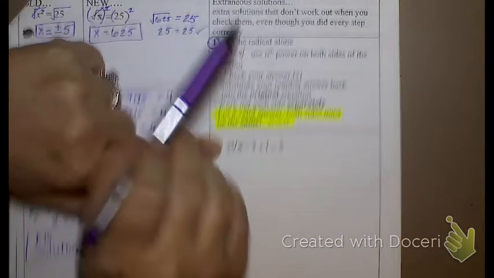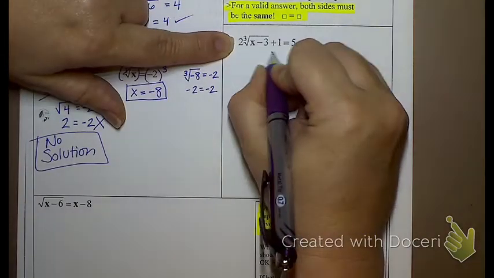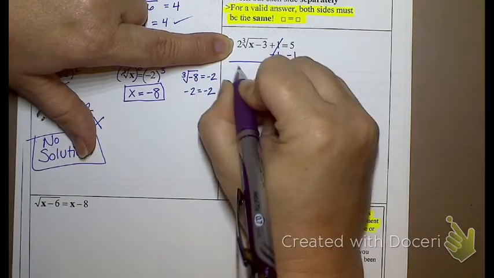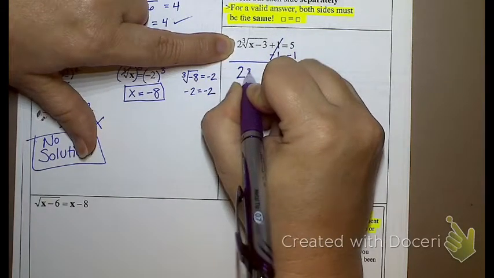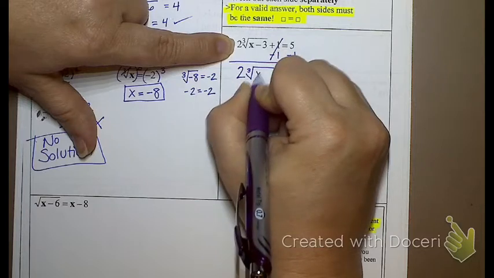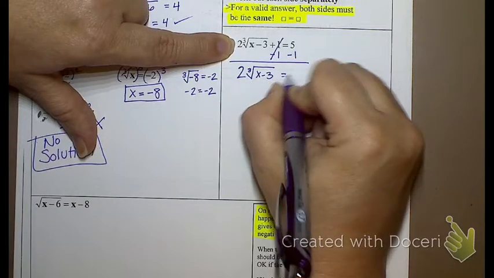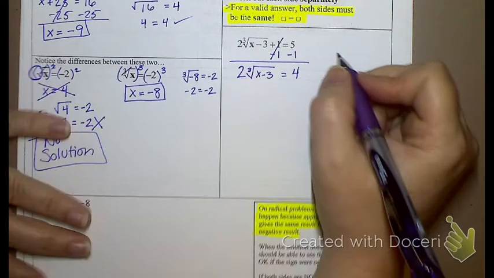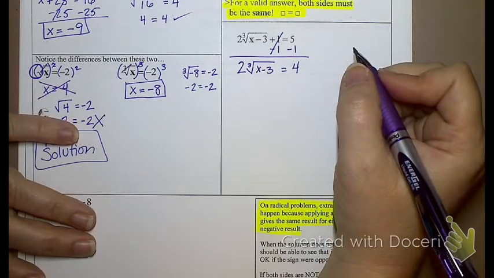All right, so I have to start with step 1, which was what? Get the radical alone. So what do I need to do? I need to subtract 1 here. So I have 2 times the cube root of x minus 3 equals 4. What would I do next?